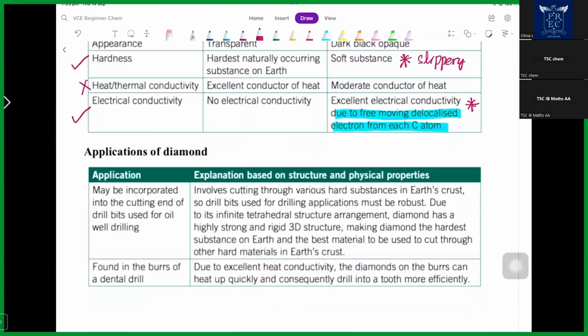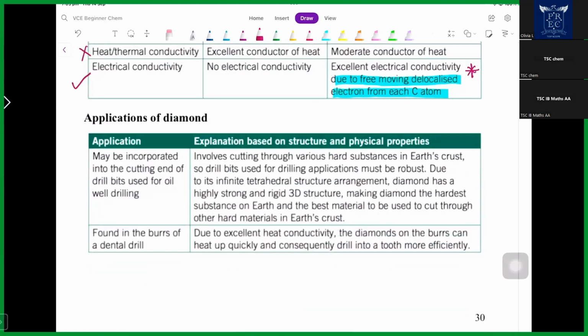We need to know a little bit about application. It is used to cut through various hard substances and hard crust. So it's used in drills. So they will actually drill it. It's mainly this one due to, oops, sorry.